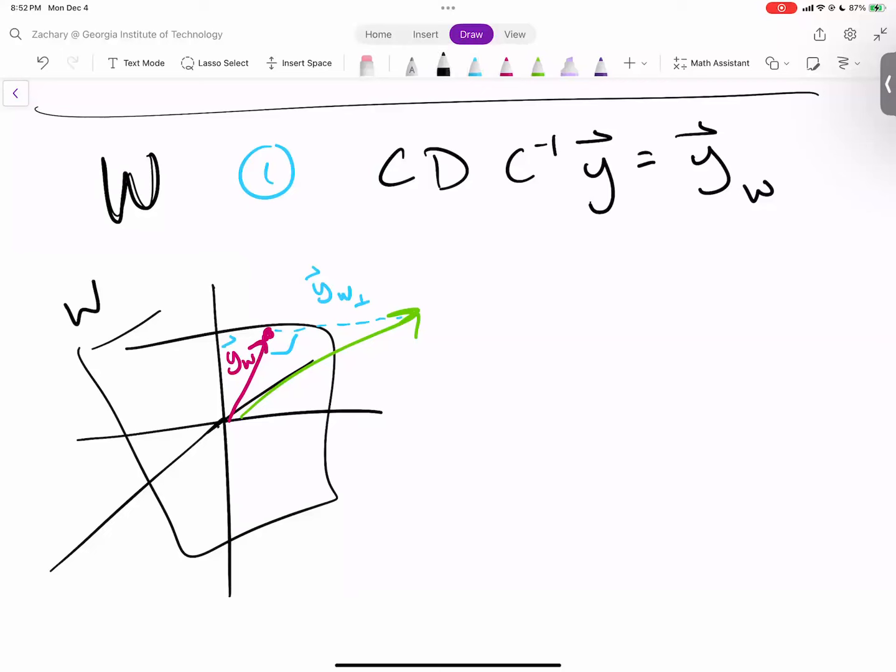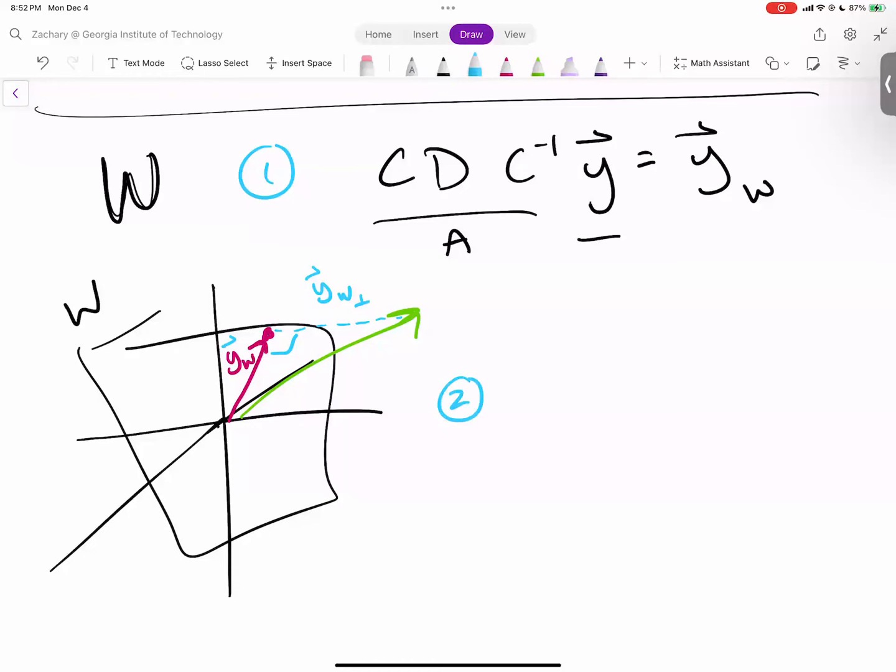So what I'm describing here is to find the CDC inverse, a matrix that describes the projection onto a plane, matrix A, and multiplying it by Y, we get YW. That's from exam 3. That's not an impossible way to do it. You know how to do it. It just sucks.